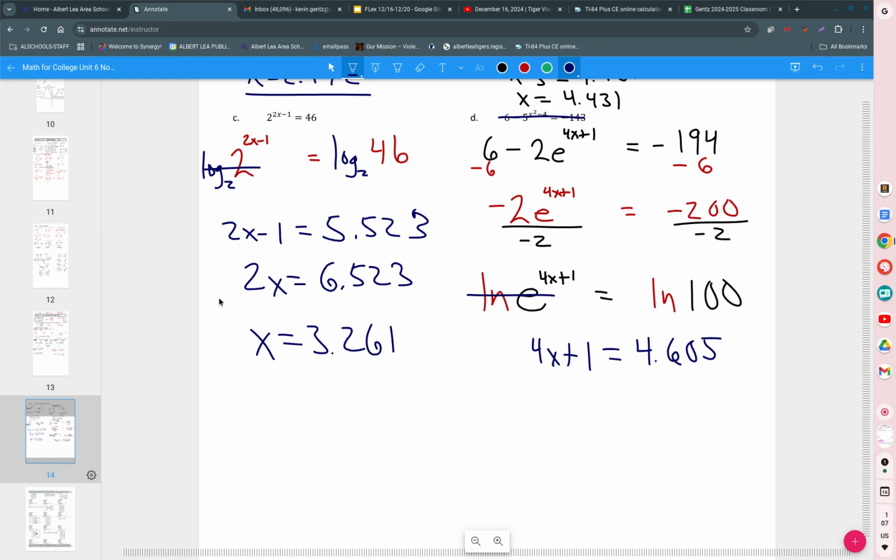I subtract 1. I have 4x is equal to 3.605. And then I divide by 4. x is equal to 0.901, I believe. Not too bad, huh?